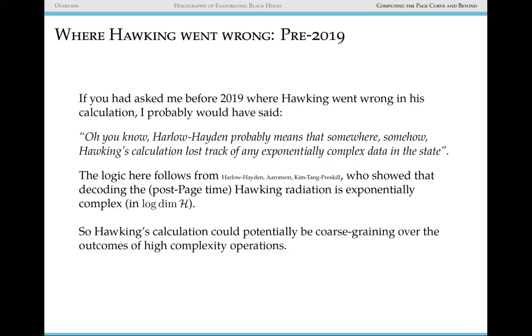So one possibility here is that you say, well, maybe Hawking's calculation is in some sense coarse graining over high complexity operations. If Hawking's calculation only has access to polynomially hard quantum tasks, meaning anything that's exponentially hard to compute, exponentially complex, Hawking can't compute, then he would conclude that the radiation does not contain information about the black hole interior, even after the Page time. So this would have been my perspective. This was my perspective pre-2019. I would have said, okay, that's it. It's just a complexity coarse graining. Hawking's calculation is only good for polynomially bounded operations.